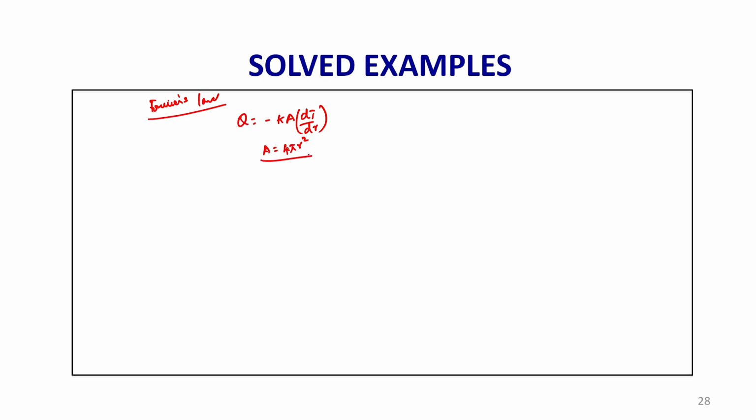So substitute the value of A. So Q is equal to minus K into 4 pi r square into dT by dr. Like the previous derivation, the dr term and radius term are to be on one side, the other terms on the other side. So Q into dr divided by r square is equal to minus 4 pi k, r square I have brought to the left side denominator, into dT.